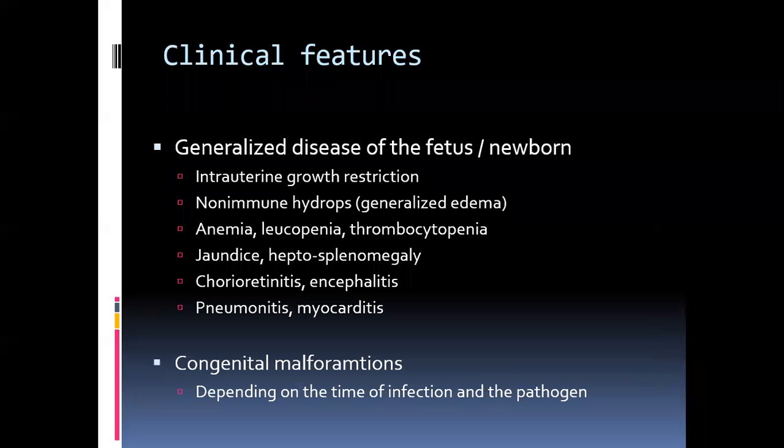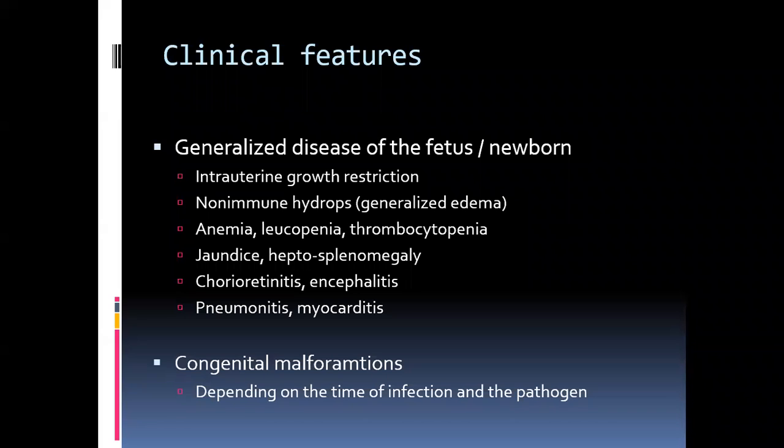Now, first of all, the clinical features. Congenital infection can lead to generalized disease of the fetus, or it can occur in the newborn, most commonly. The clinical manifestations can include intrauterine growth retardation. Number one, they can produce non-immune hydrops fetalis, which is generalized.